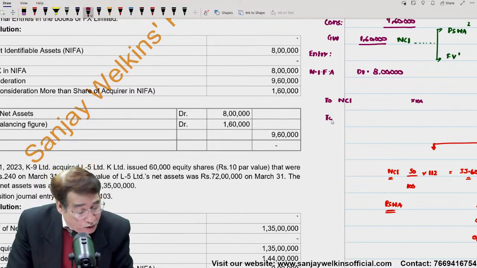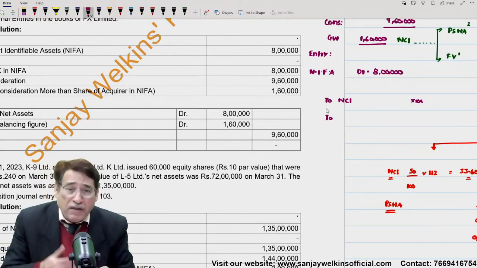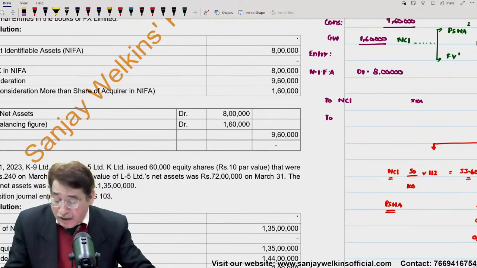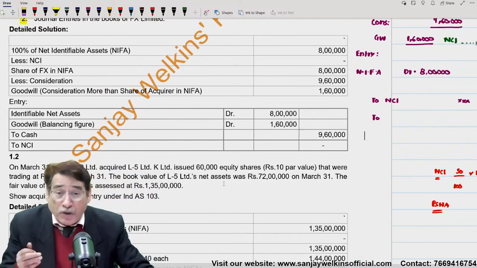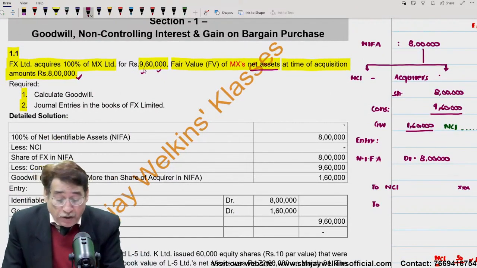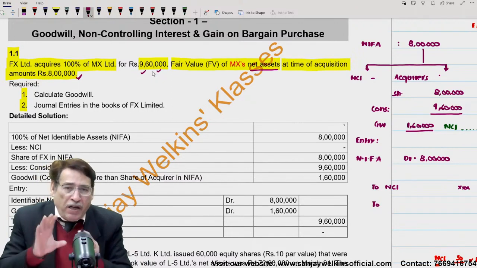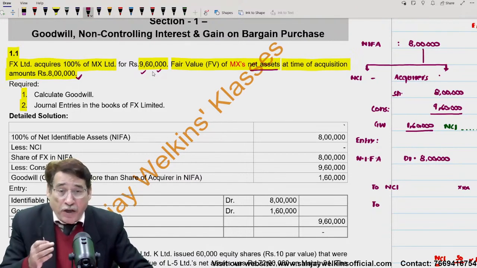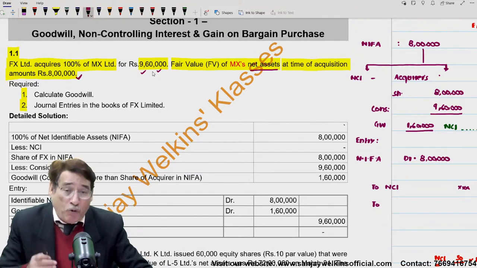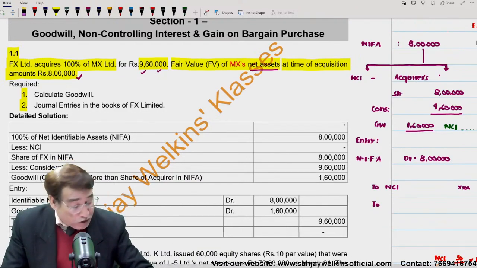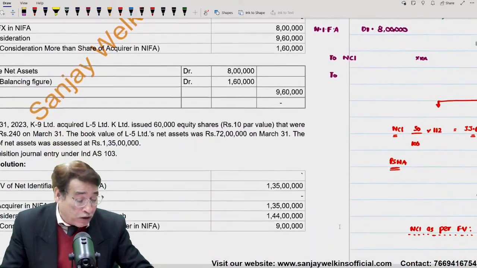Now we are going to write here regarding the consideration. Now, as a professional student, you should not give any chance to the examiner to deduct even a single mark. For example, once again, I would take you to the question. Just pay attention to why I am stressing even for such a low intensity question. Here it is written, FX Limited acquired 100% of MX Limited for ₹9,60,000. Whenever the wording is like this, for ₹9,60,000, always presume that you have delivered the consideration in cash. Is it clear to you? That means from next time you will have to keep an eye on whether the purchase consideration is delivered by the acquirer entity through cash or by way of share capital. That is the point actually. These are the minor things which I would love you to pay attention to, and that is the reason why I am doing this particular question.